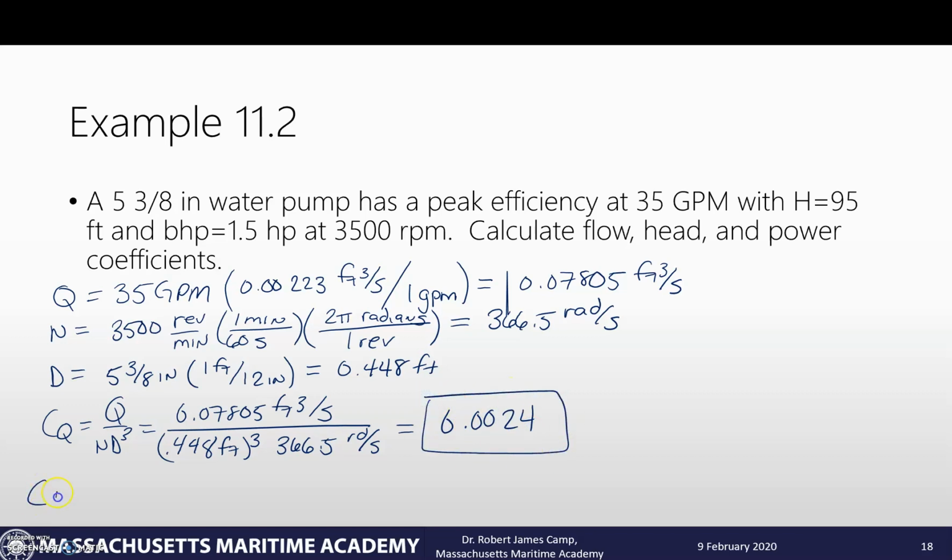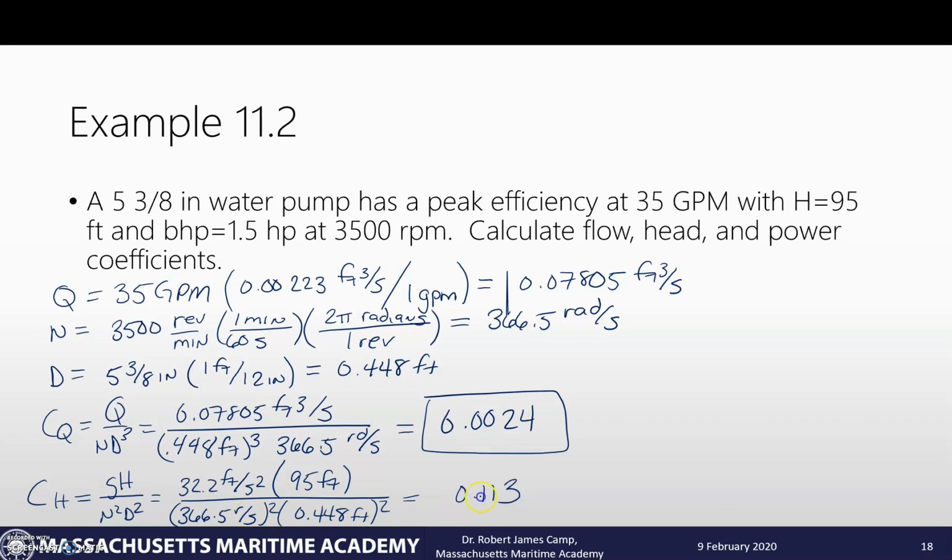And then we just go right to the coefficient of head. g H divided by n squared d squared. We are dealing in the English system, so 32.2 feet per second squared, times head. Our head we didn't have to do anything with because it's just 95 feet. Divide that by 366.5 rads per second squared, and 0.448 feet squared. So just taking a look at that, I've got feet squared on the top, feet squared on the bottom, second squared on the top, second squared on the bottom. All my units cancel out. And then if I bash through that, I will get a coefficient of head of 0.113.